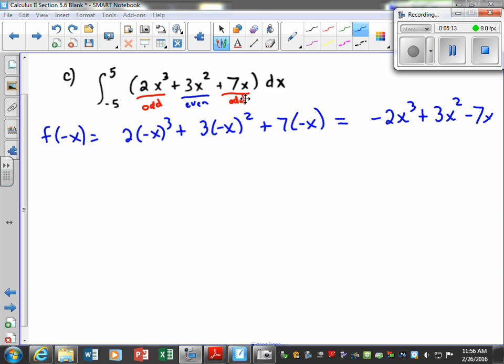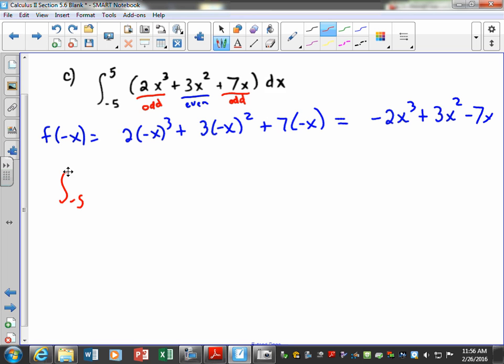This specific term in itself would be odd, so if I chose to group the two odd terms together, I could rewrite this as the integral from negative 5 to 5 of 2x cubed plus 7x dx, and that would be my odd terms. And then I could say plus the integral from negative 5 to 5 of what? Our even term, which is just 3x squared dx.